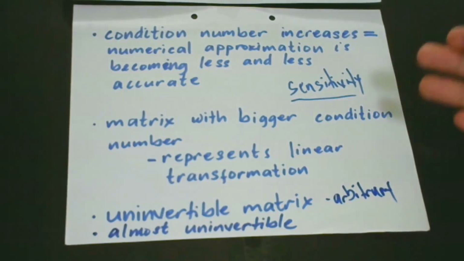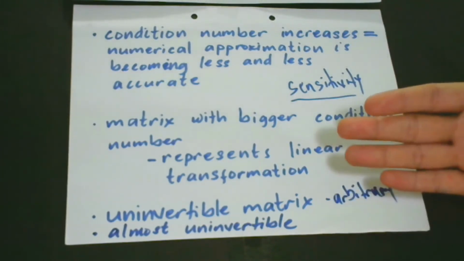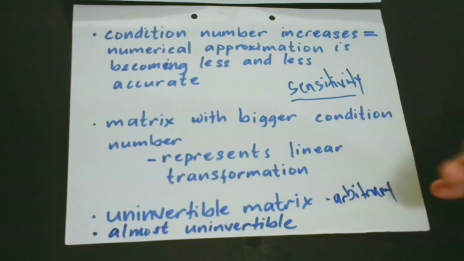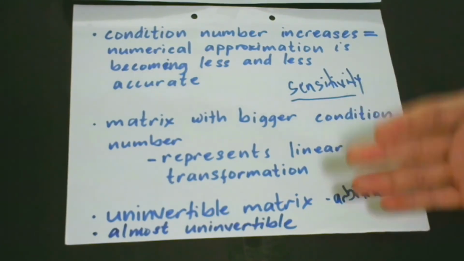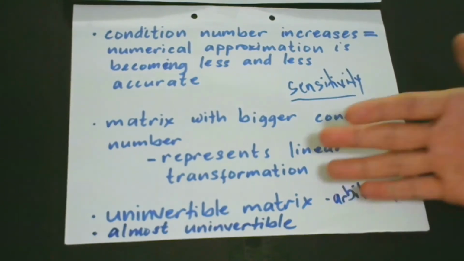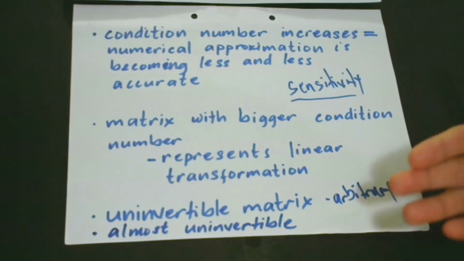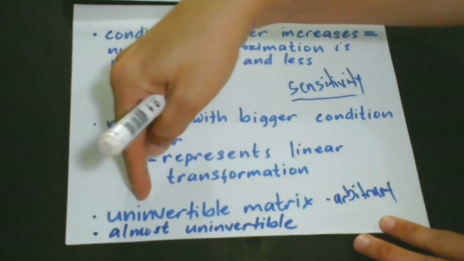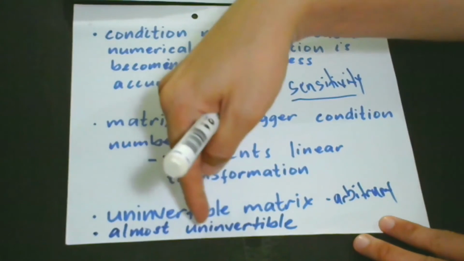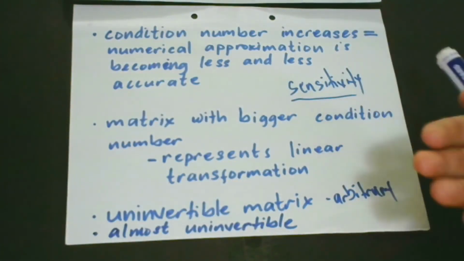Why is it that at this point it becomes arbitrary? This is so because you do not have enough data to arrive at certain representations. So, what if the output matrix is almost uninvertible? Again, here is uninvertible, here is almost uninvertible. What is the situation? What will happen?